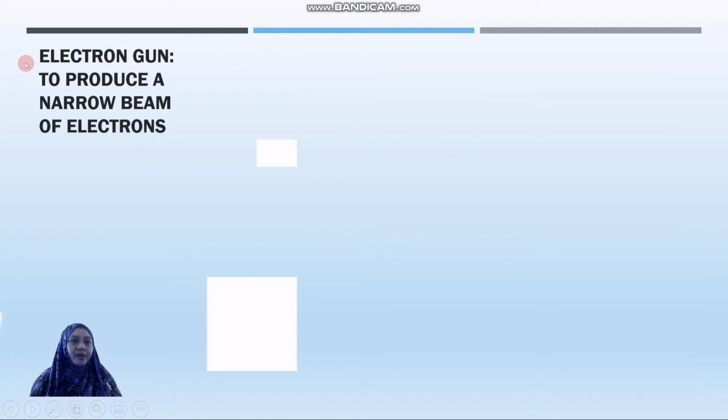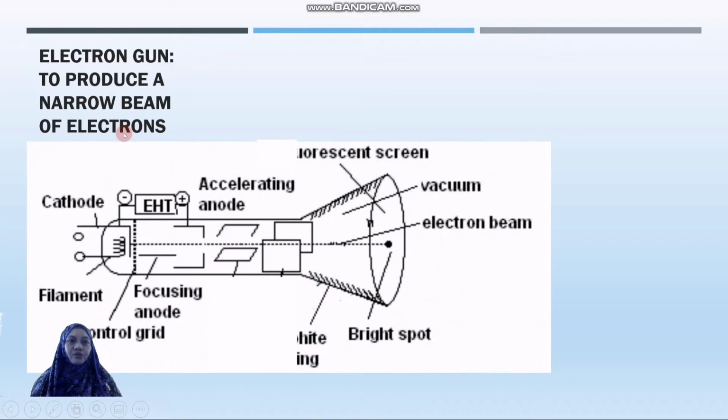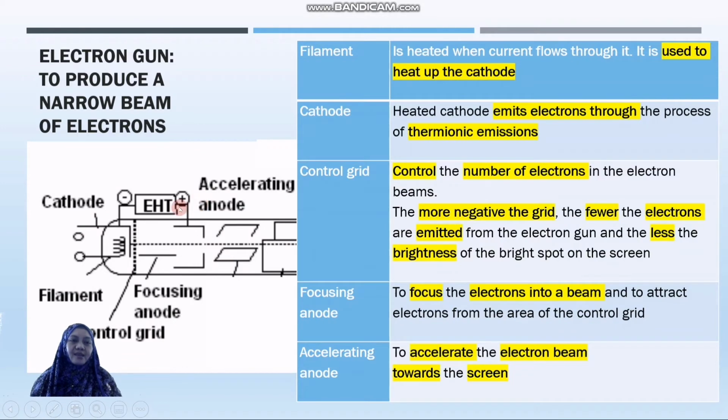Okay, so the first part of the cathode ray tube is called the electron gun. This electron gun is used to produce a narrow beam of electrons. And the electron gun consists of 5 small components. So what are those components? First is the filament. Okay, you can see the filament is here. The filament is used to heat up the cathode when a current flows through it. Then the cathode will emit electrons through the process of thermionic emission once it is heated to a high temperature. Then comes the control grid, which lies in front of the cathode.